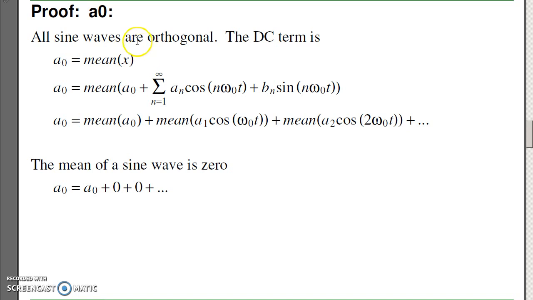For the a0 term, suppose I have x of t, and from the Fourier transform, this is what it's equal to. To pull off the a0 term, just take the average of x. The average of a0 is just a0. The average of a cosine is 0, so that goes away. The average of a sine wave is 0. This goes away. Taking the average of x just gives you a0. Hence, a0 is the mean of x.